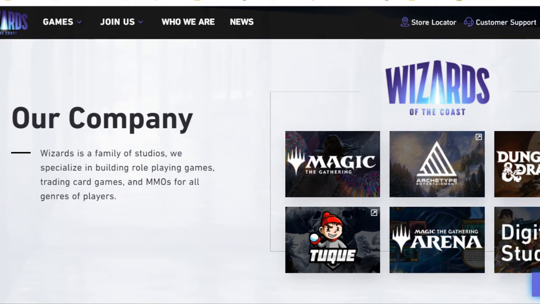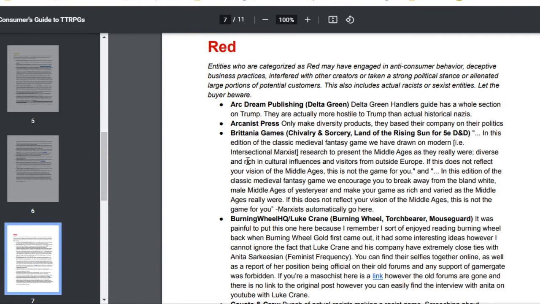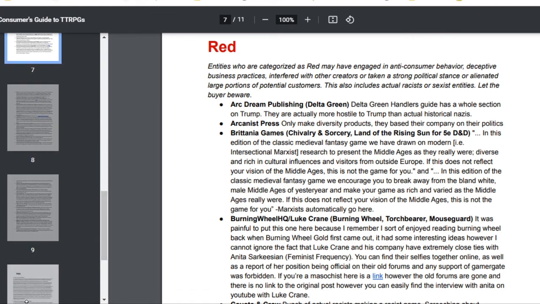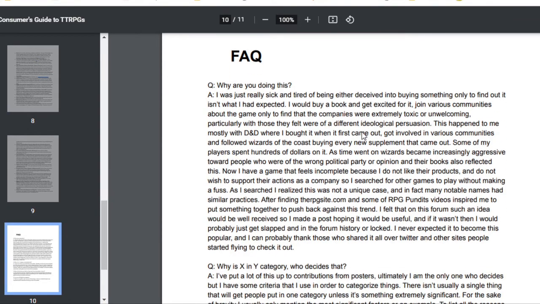And I think that's something that really comes across when you're reading our Red List guy's story about how he bought these books and then it wasn't what he expected. He got into this. He was buying all these books. His group was buying them. They were all having fun with this, but it just became increasingly political. Okay, it feels like Wizards of the Coast kind of hit the ball on that one.